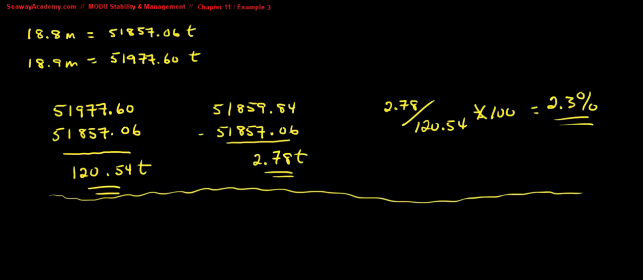Now from the hydrostatic tables, we need to obtain our KML and our KMT. So for a draft of 18.8 meters, your KML, which is your longitudinal KM, is 29.59 meters. And your KMT, which is your transverse KM, is 28.96 meters.